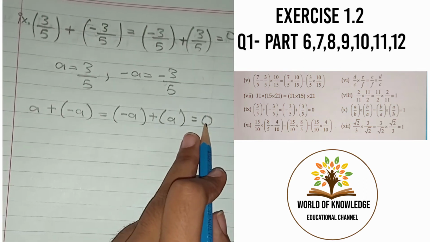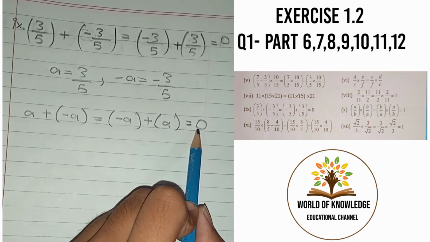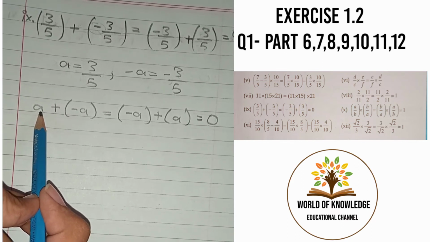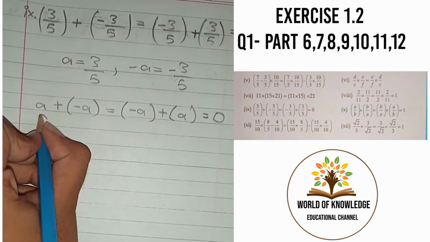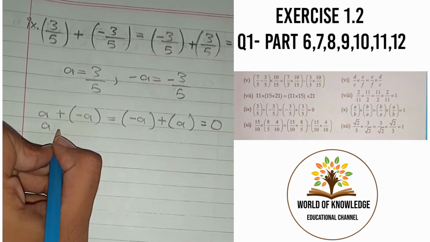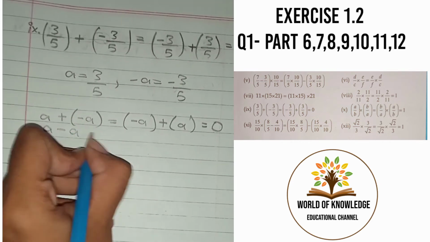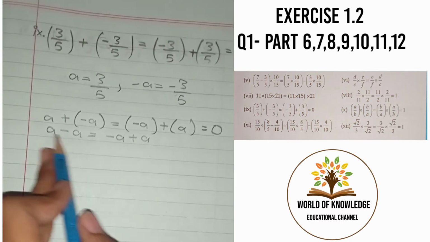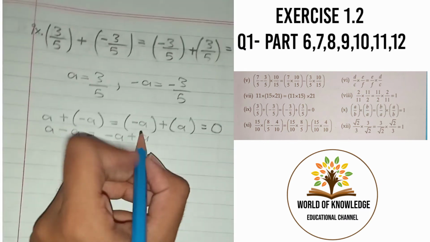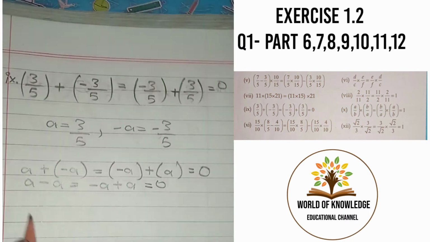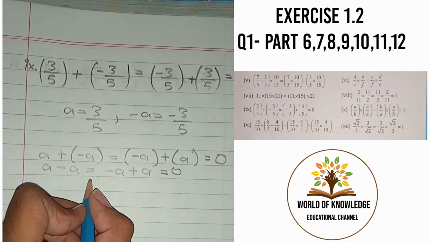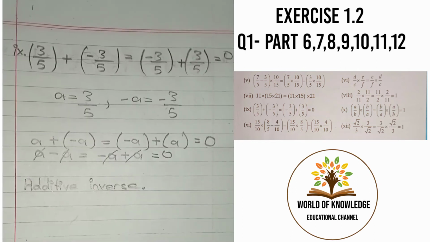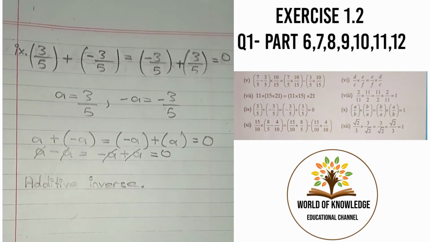We cannot take 0 equal to anything, because both terms will be cancelled with each other. As you can see, positive a will be cancelled with negative a, so it will be equal to 0. No integer will be left over here. So this property will be known as additive inverse property.